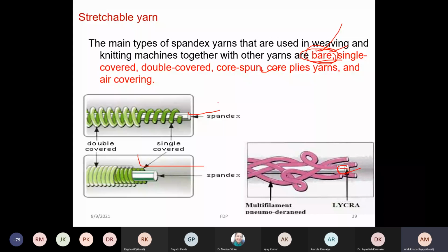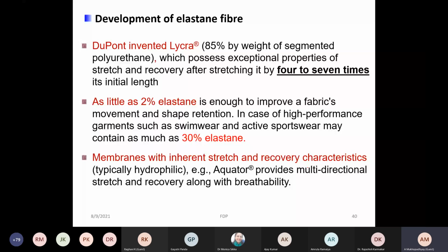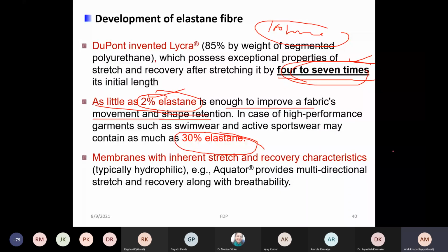Although the lycra can extend up to 100 times, here it is better to say the fabric. The fabric can extend up to 4 to 7 times. 2% lycra is sufficient in a number of cases, for shape retention, for body movement. Although we go for 30% elastane. I have a sports garment which has 35% lycra along with nylon fiber. So the elastane content could be very high. It could go up to 30% also, depending on the requirement.